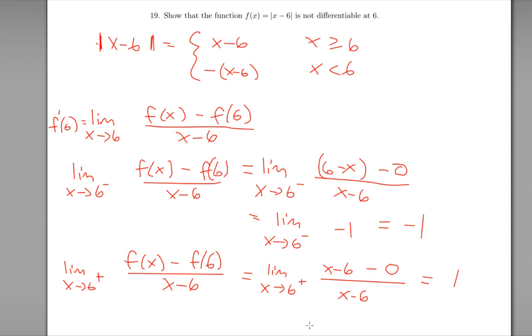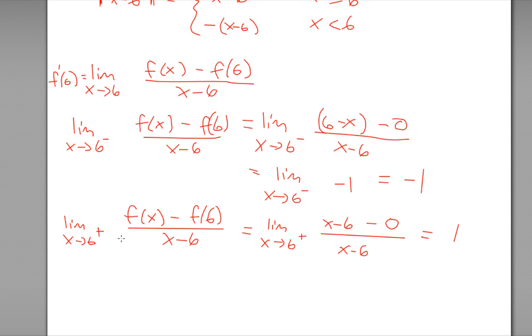Okay, so this is strange. The limit as x goes to 6 from the left is -1. The limit as x goes to 6 from the right is +1. So these two limits are different. Therefore, the limit as x goes to 6 of f of x minus f at 6 divided by x minus 6 does not exist. This limit as x goes to 6, this limit does not exist. And this is what the definition of the derivative at 6 is.